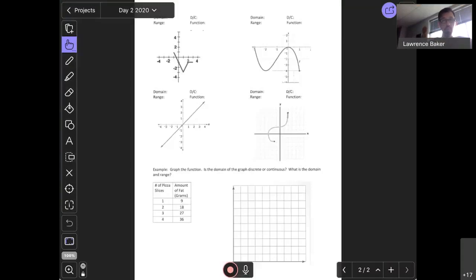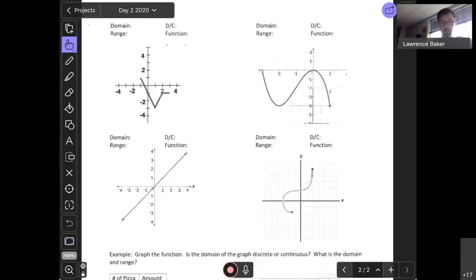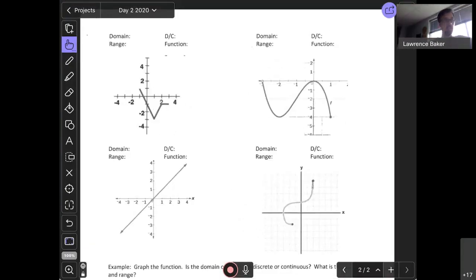Okay, cool. All right, so on the other side of that, the next page there in your notes, a couple more examples. If you look at all 4 of these graphs, one thing you might notice about all of them is that they're all connected, right? They all have lines or curves drawn on them. So what that tells us about this question, what I meant by that DC thing, is it discrete or continuous? So all 4 of these are continuous.